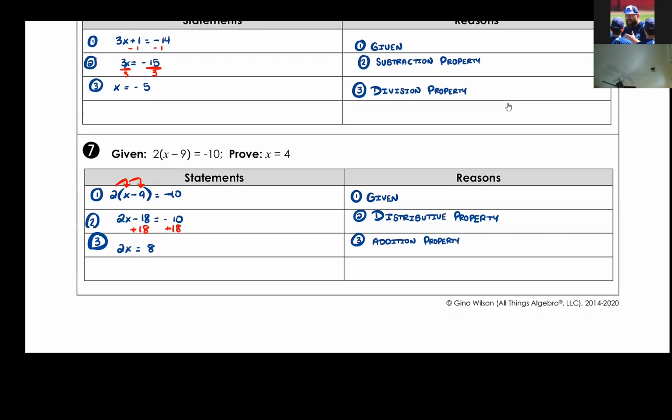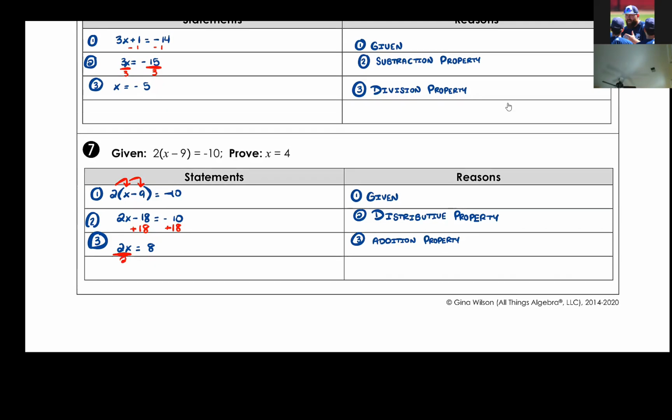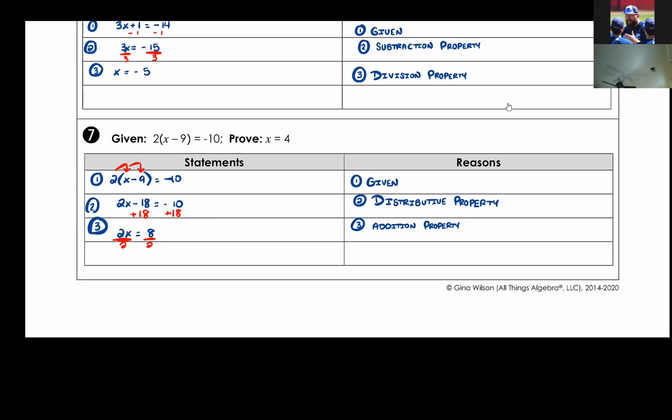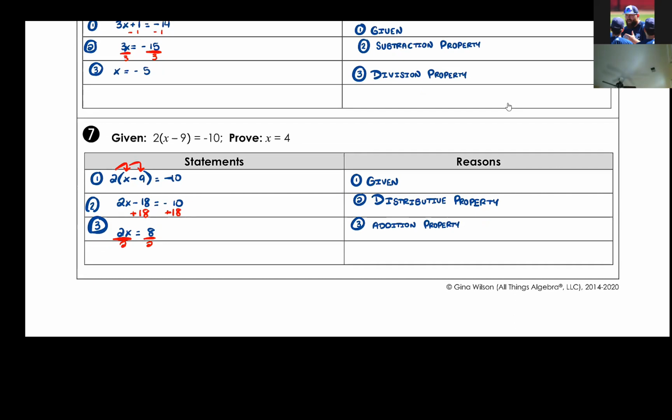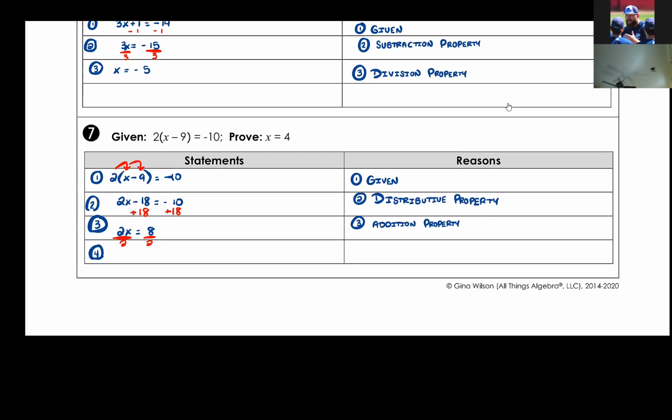Hey, we're not quite at our proof statement yet, so what do y'all want to do now? Divide both sides by 2. So after I divide both sides by 2, what do I get? x equals, and then what's my justification for that action? The division property.